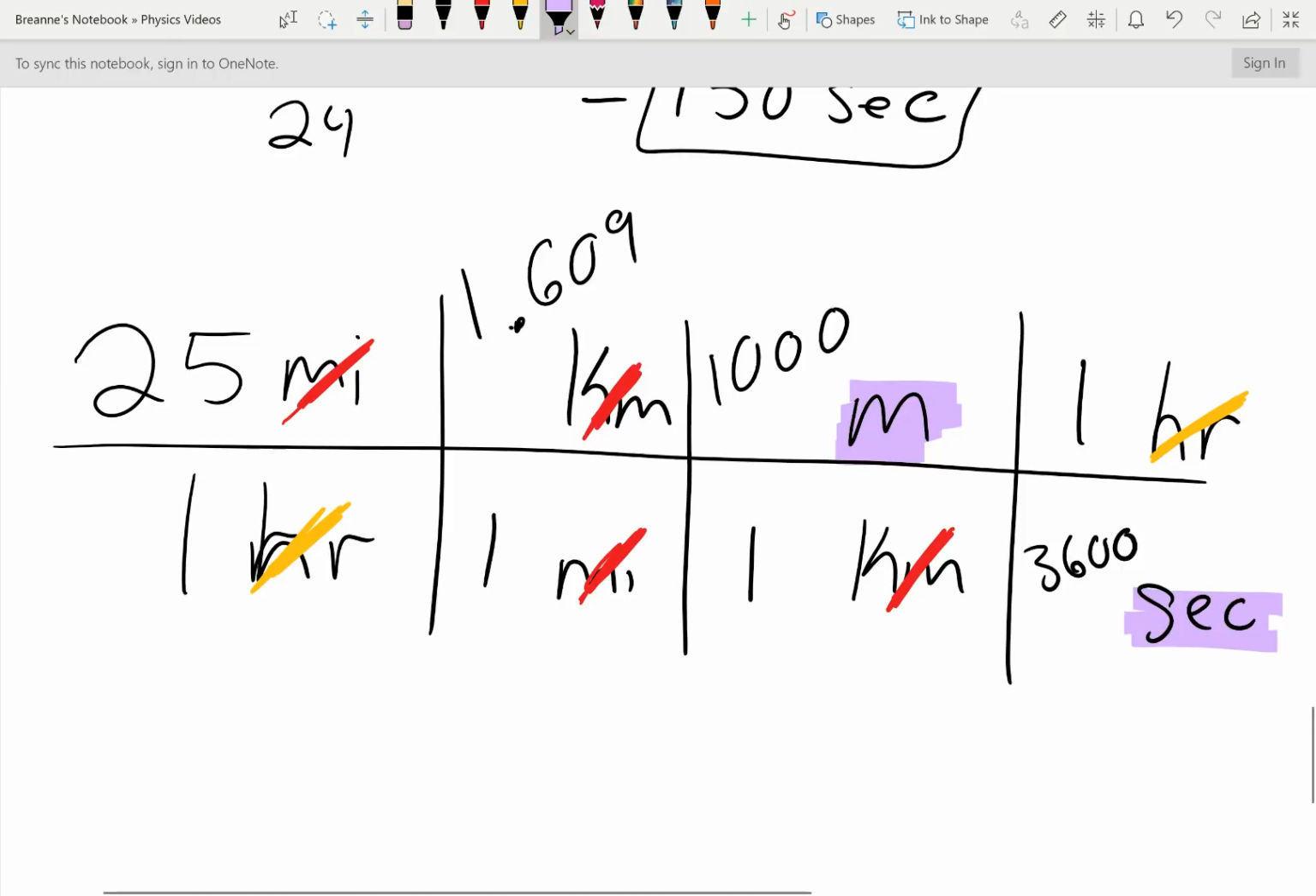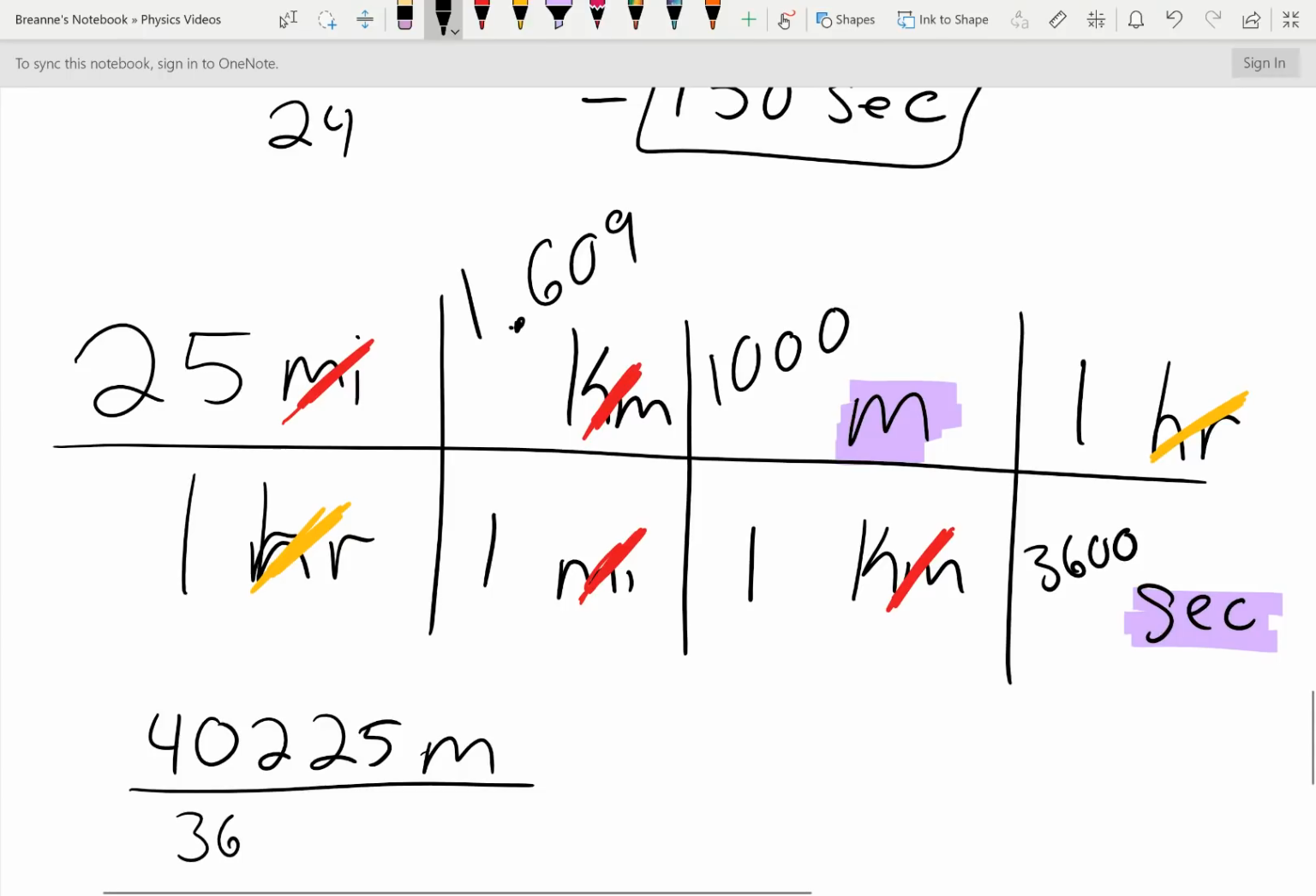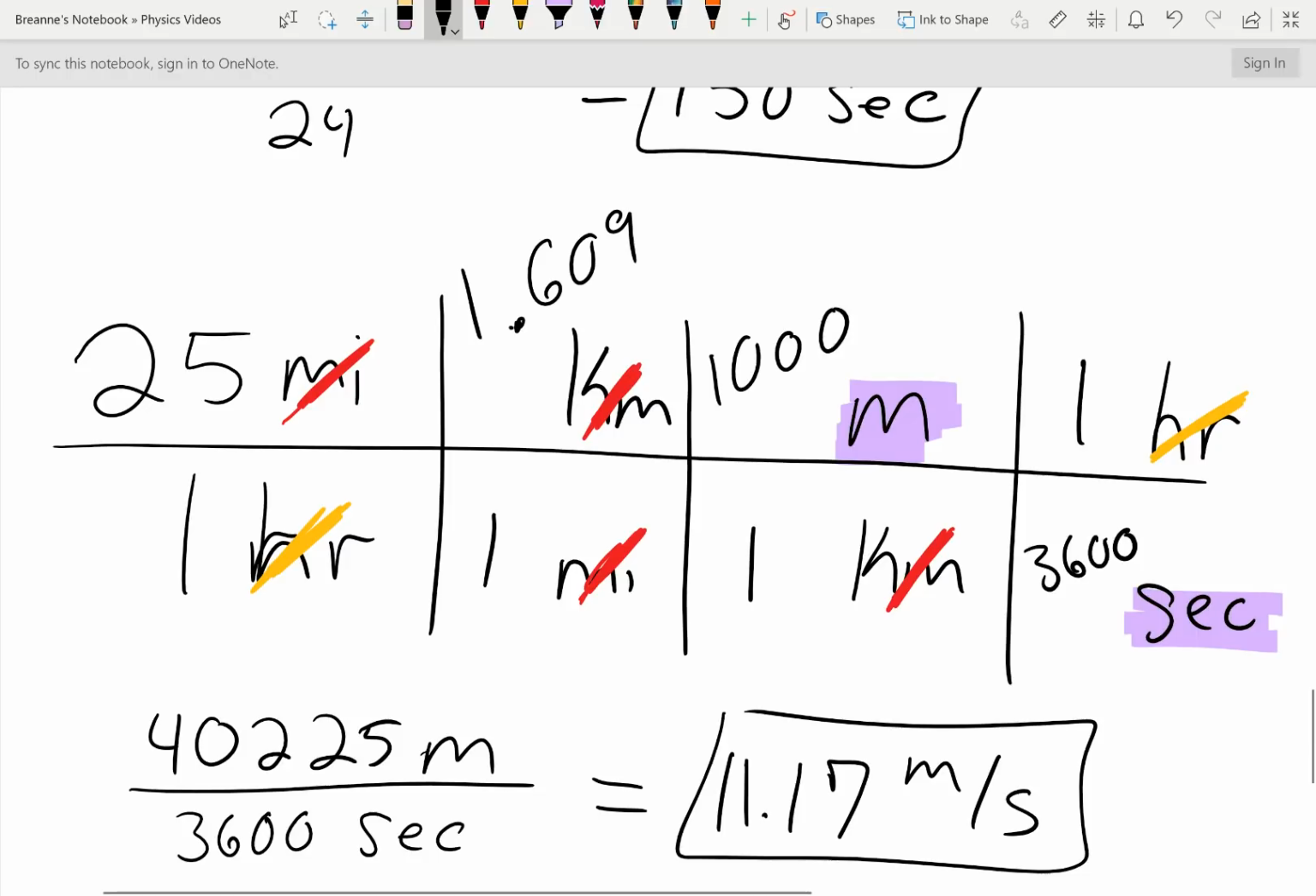So now again, we just multiply across the top. So you do 25 times 1.609 times 1,000 times 1, and that gives you 40,225 meters. Now we just multiply across the bottom. 1 times 1 times 1 times 3,600 gives you 3,600 seconds. And that's what we wanted, meters per second. Now we just divide. So we divide 40,225 divided by 3,600, and you get 11.17 meters per second. There we go.